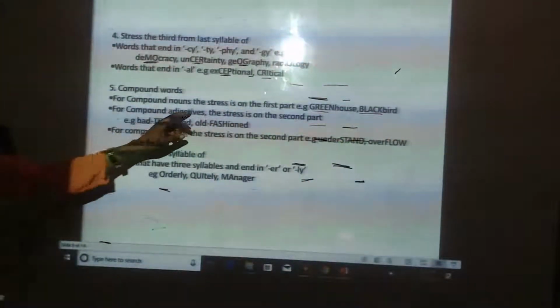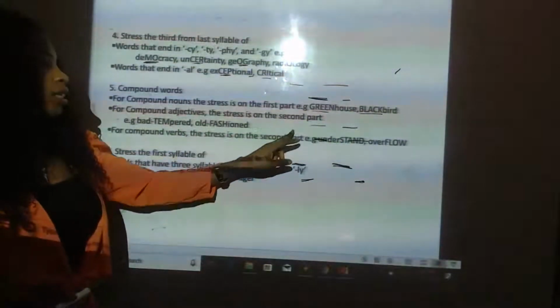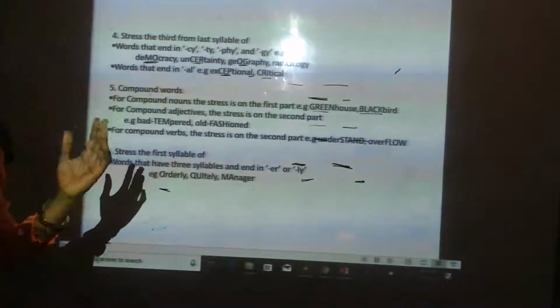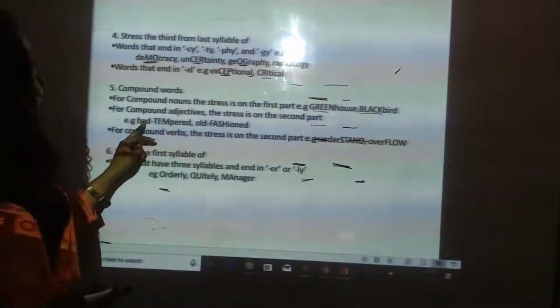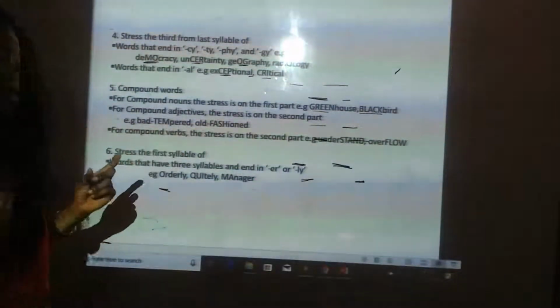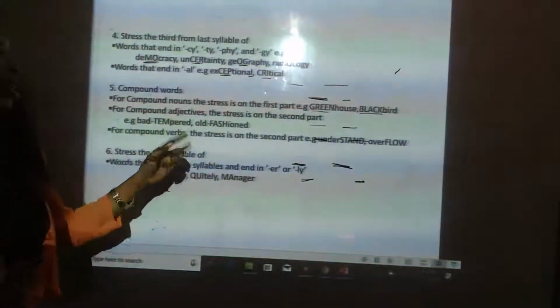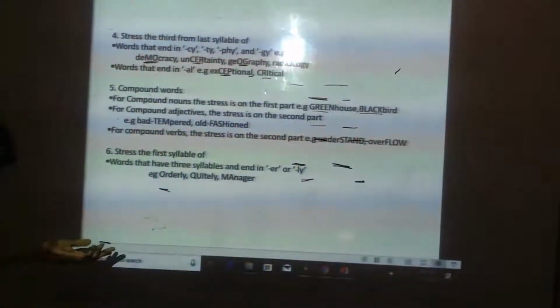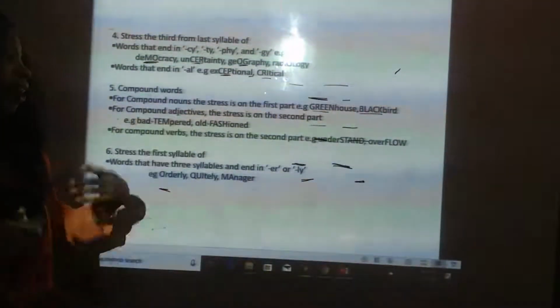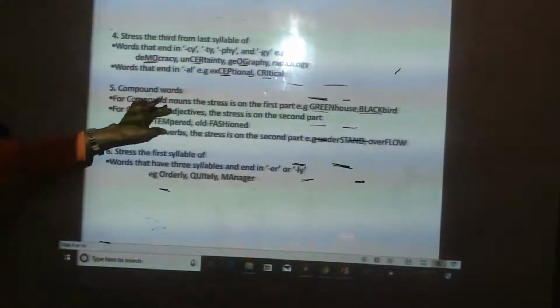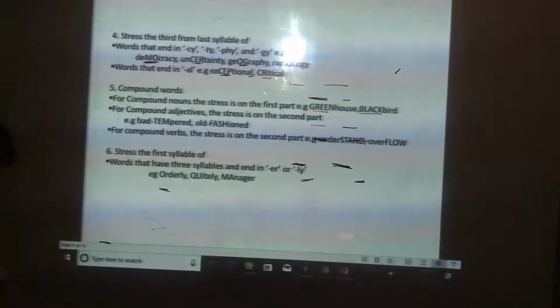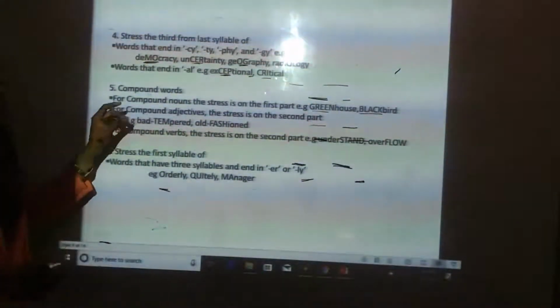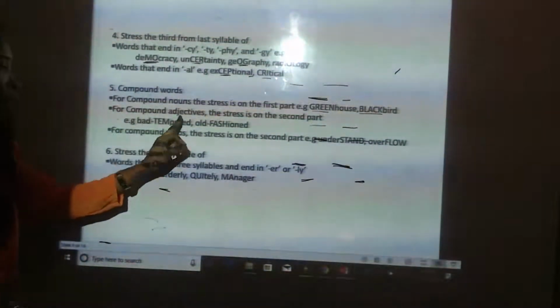Now, for compound adjectives, the stress is on the second part. Bad-tempered is describing somebody. An adjective is a word that describes a person, a place, a thing, or an animal. Any word that describes a noun is an adjective. Bad-tempered is telling you that someone is what? Bad-tempered, and it happens to be a compound adjective.